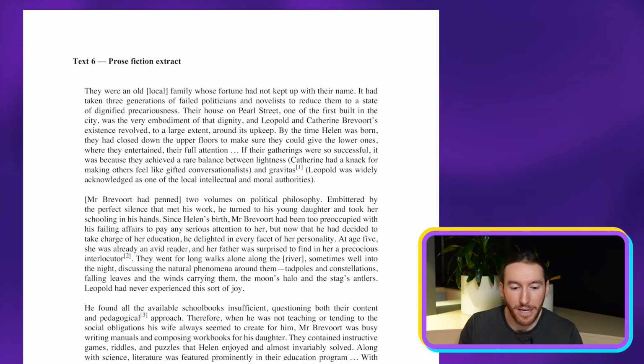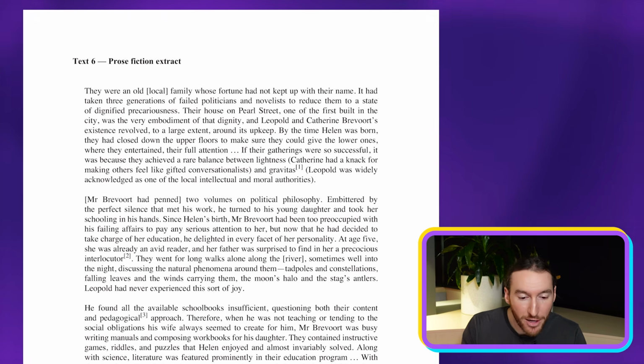You could still look at other parts to get a general sense of what's going on here. But if someone's fortune, their wealth, doesn't keep up with their name, it means that they are not as wealthy as they want to be seen. Okay, they want to be seen as being wealthier than they actually are. Their fortune had not kept up with their name. So reputation versus the reality of their financial situation is what seems to be going on from the first sentence.